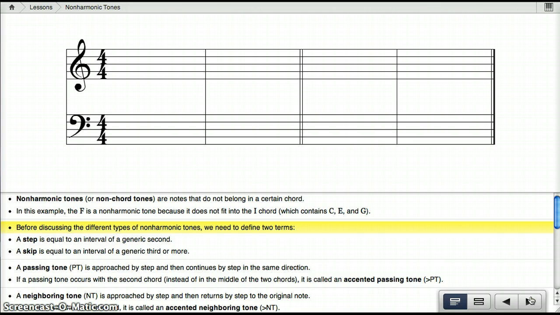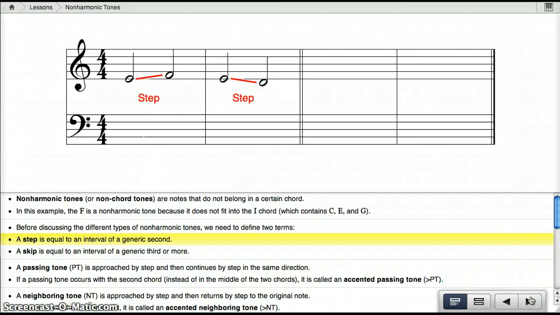Okay? Before we go on, we're going to talk about different kinds of non-harmonic tones, but we're going to first define 2 terms and also identify a couple symbols that are used in this lesson. Okay? So a step is equal to an interval of a generic second. Generic second meaning major second or minor second or augmented second. It doesn't matter. The point is that the voice goes from a line to the adjacent space or vice versa, from the space to the adjacent line. In either direction, doesn't matter. And in this lesson you can tell that it's a step because there's a red line.